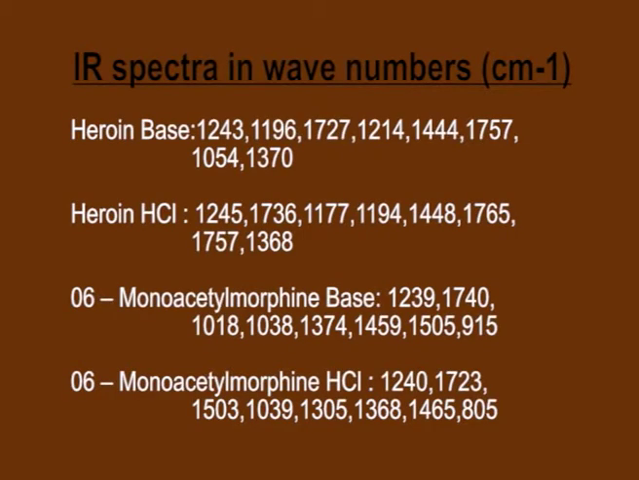Heroin base: 1243, 1196, 1727, 1214, 1444, 1757, 1054 and 1370. Heroin chloride: 1245, 1736, 1177, 1194, 1448, 1765, 1757, 1368. Monoacetyl morphine base: 1239, 1740, 1018, 1038, 1374, 1459, 1505, 915. Monoacetyl morphine chloride: 1240, 1723, 1503, 1039, 1305, 1368, 1465, and 805.